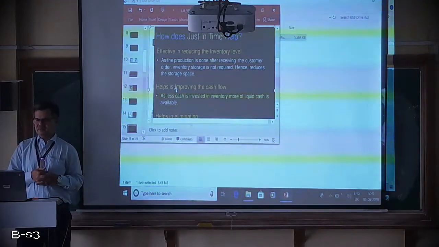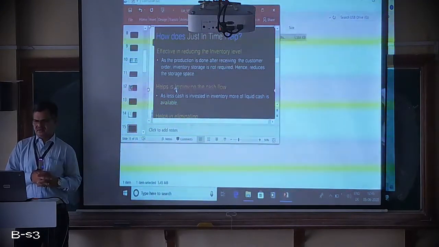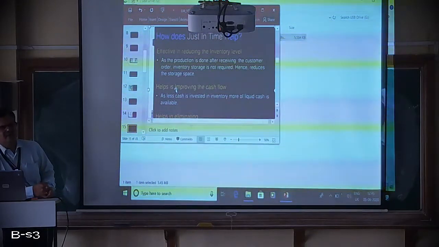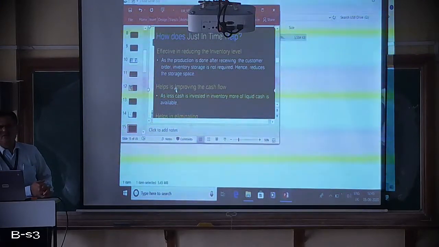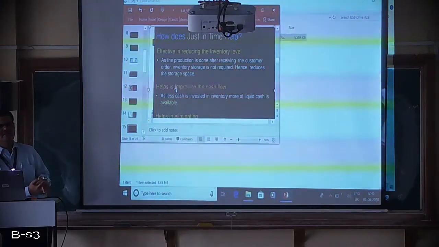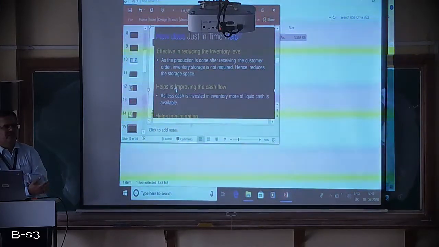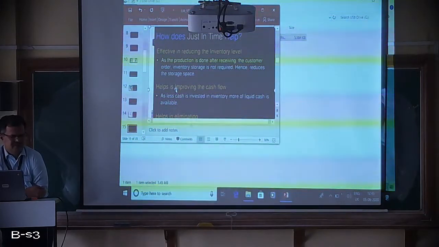Second, it improves the cash flow, because you don't have to buy in bulk. Traditionally, all the manufacturers buy raw materials in bulk to take advantage of discounts. When they buy in bulk, they can get more advantage and reduce transportation. But buying in bulk only to reduce transportation and take advantage of cost discounts ends up with lots of losses.